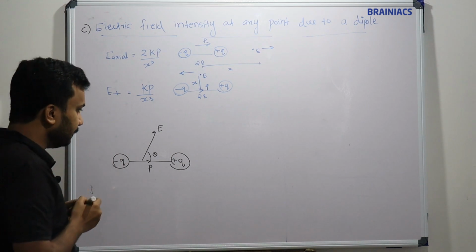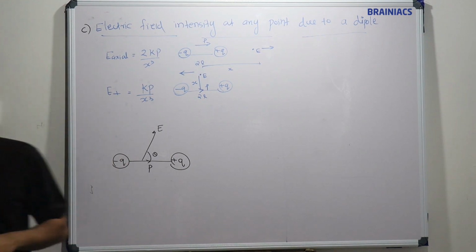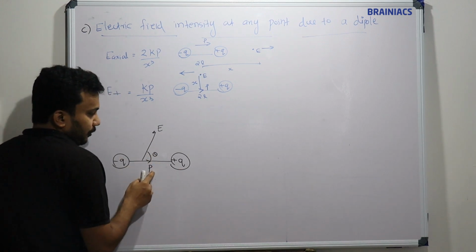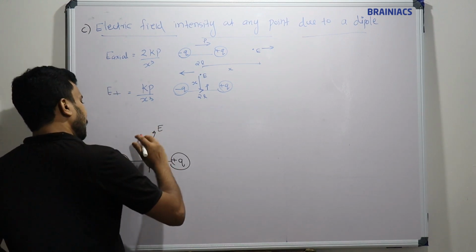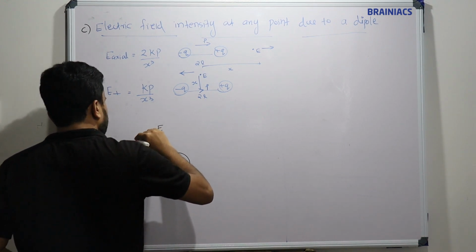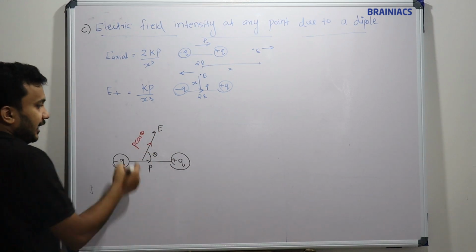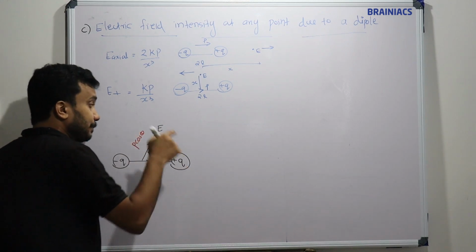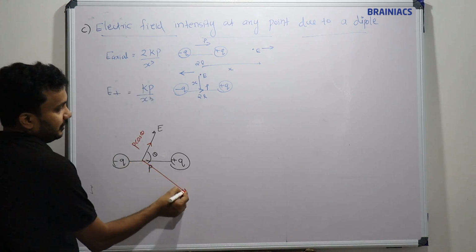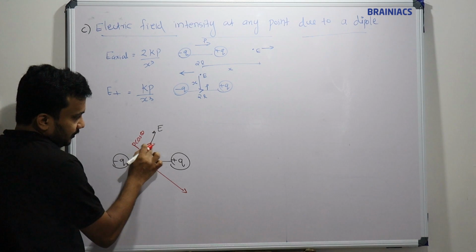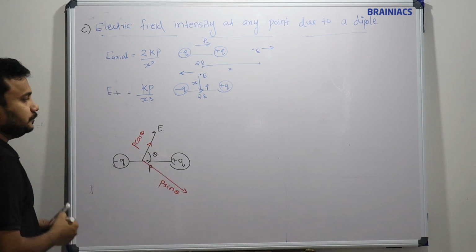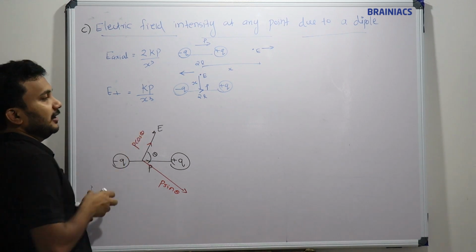Before that, listen to the board very carefully. This is the dipole moment. The component of the dipole moment along this direction, along the side of theta, we already learned, is P cos theta. The component perpendicular to P cos theta is P sin theta. We are going to find the electric field along these lines.